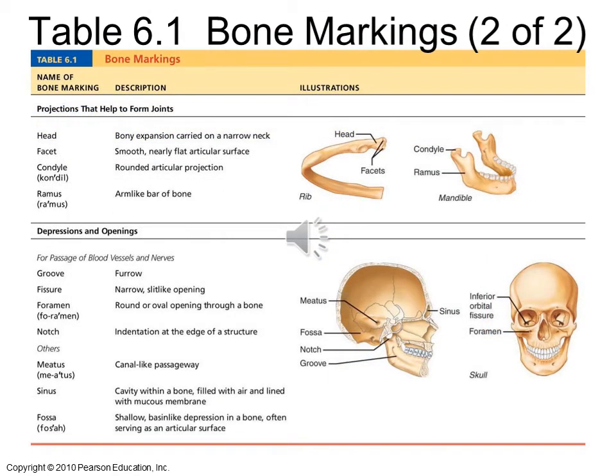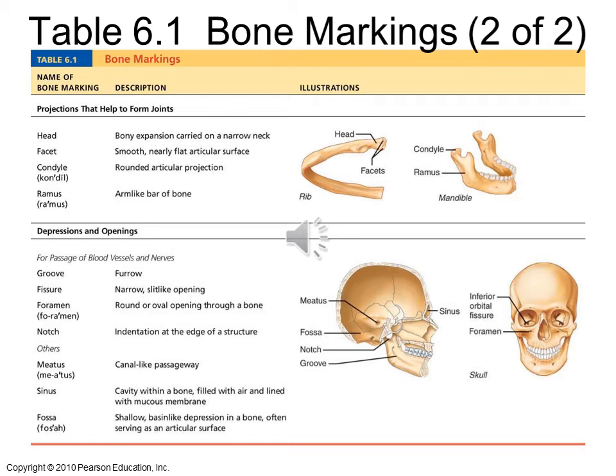I'm going to focus on the bottom half of this slide, but the top half has some good examples that are going to help you identify how ribs attach and how your mandible attaches, and what projections help attach that. I would get some familiarity with these, but I'm not going to talk about it here in lecture.